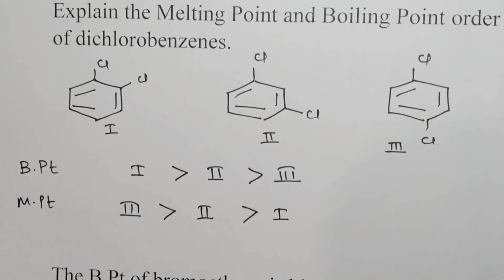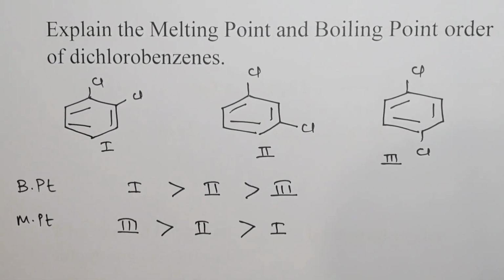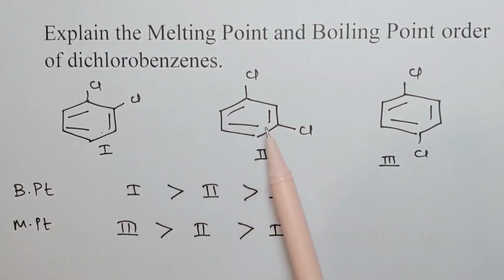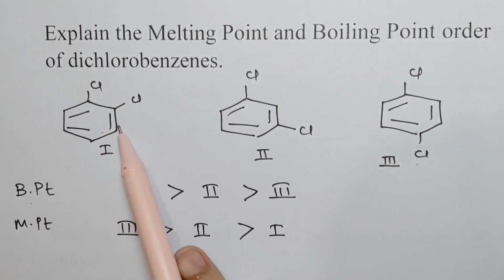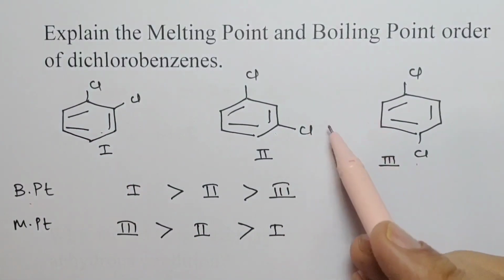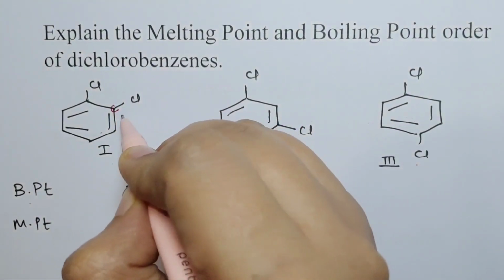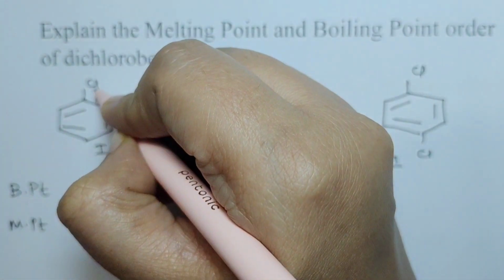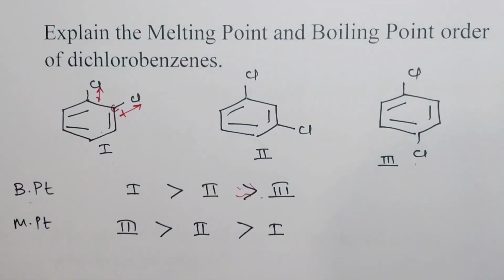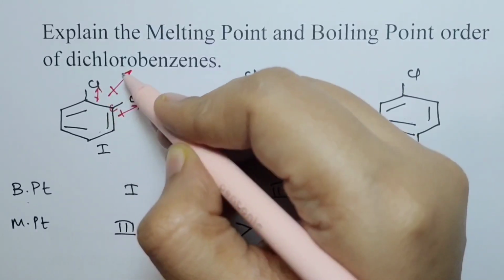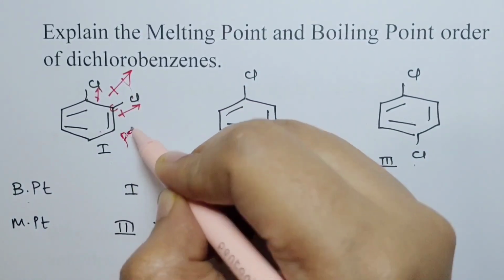Next question. Explain the melting point and boiling point order of dichlorobenzenes. So these are the dichlorobenzenes, ortho isomer, meta isomer and para isomer. The boiling point trend is this, ortho being the highest, then meta and then para. These are actually more or less the same. So now why does the ortho isomer have a higher boiling point than the other two? It's simply because this carbon-halogen bond is polar, right? This carbon-halogen bond is also polar. And since they are joined, they are very close to each other, so the resultant dipole moment is going to be bigger, right? So this molecule is polar.